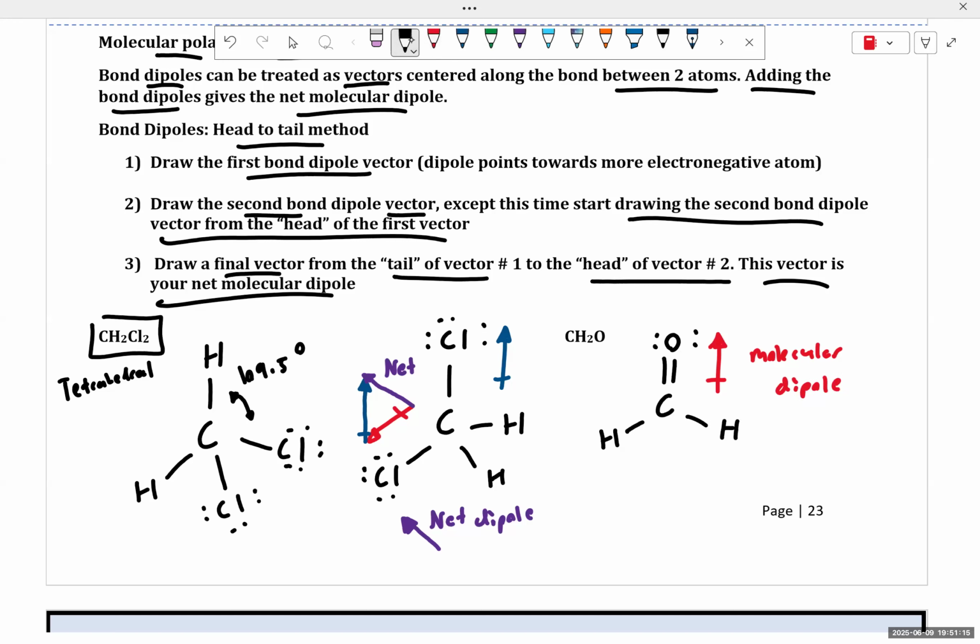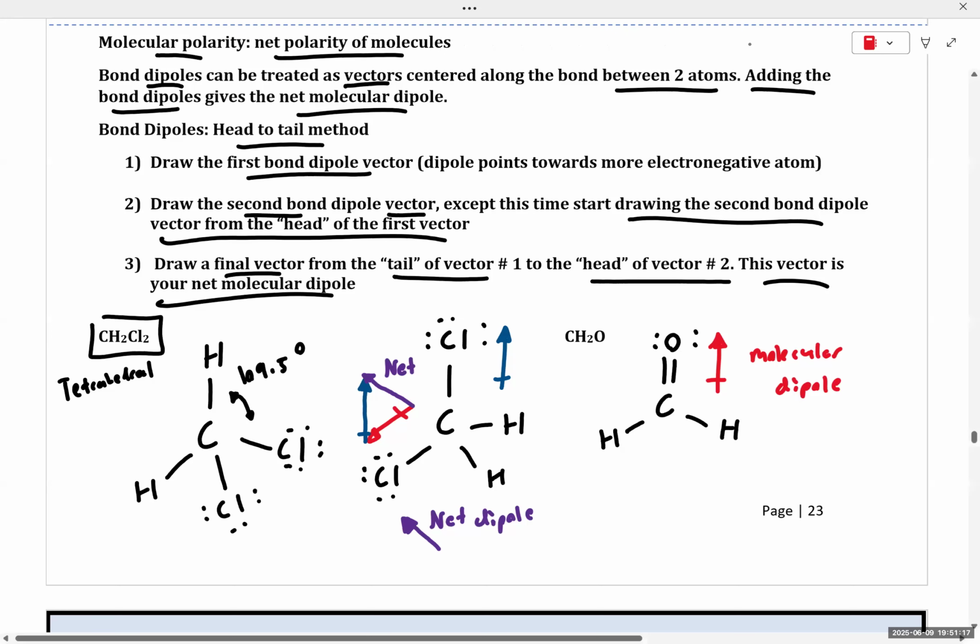Now, am I expecting you to calculate a perfect net molecular dipole? No, but you should be able to estimate whether a molecule is net polar or nonpolar and the approximate direction of its net dipole.